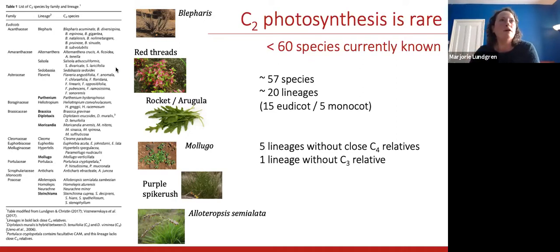Okay. And of all the species that we currently know that use C2 photosynthesis, the only one you've probably heard of is rocket, or arugula, as it's called in America, and it's Diplotaxis tenuifolia. Other than that, there's a couple of horticulturally used species, but none of them are really dominant species that you would know of, probably.